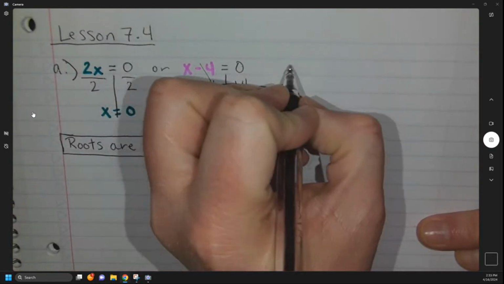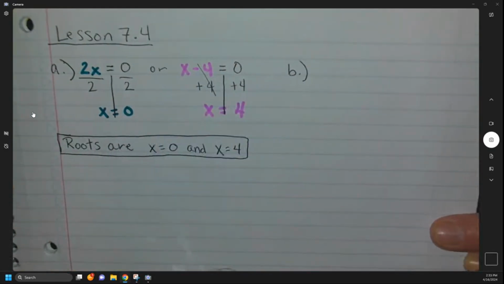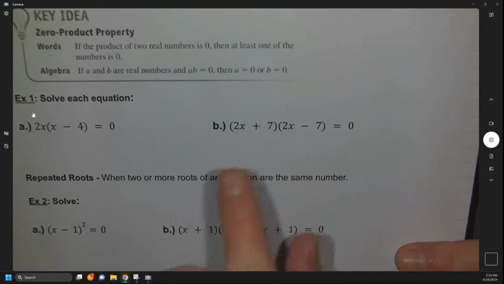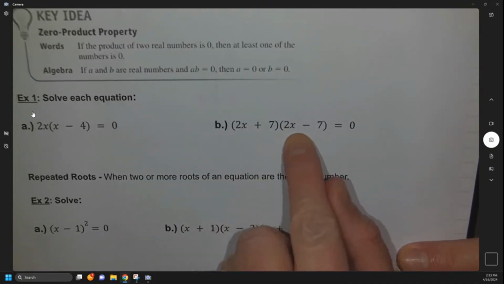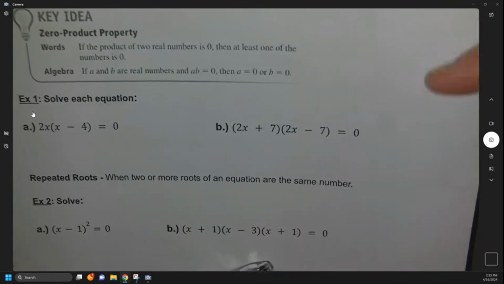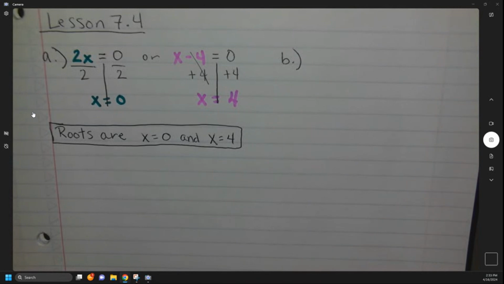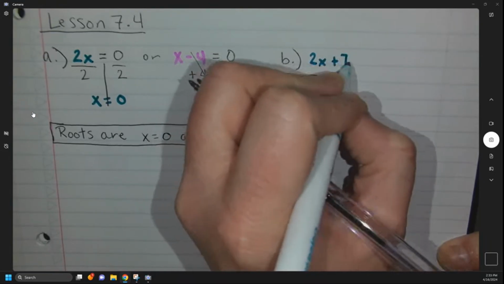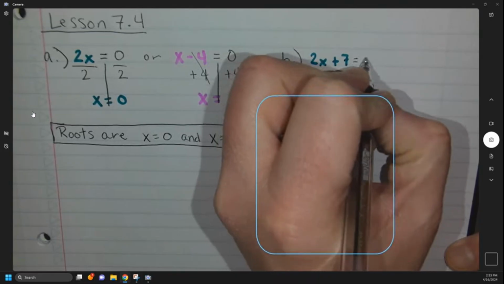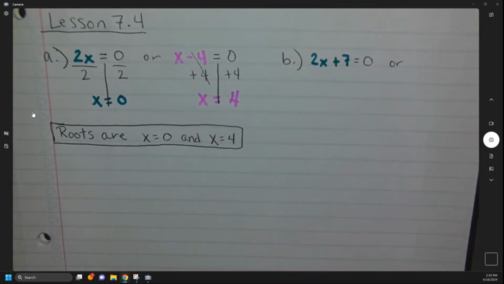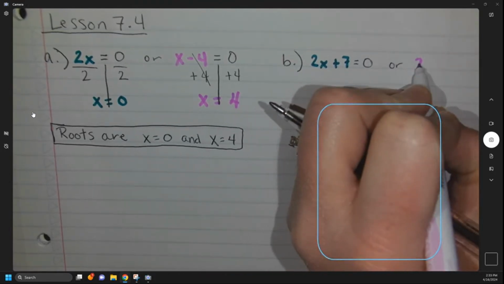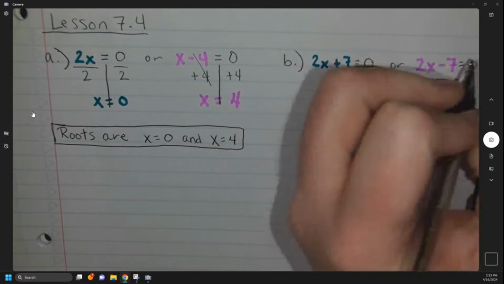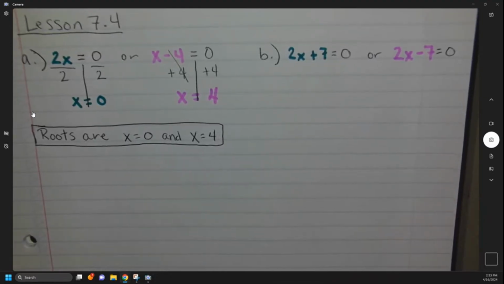For part B, again, it's in factored form. We've got 2x plus 7 and 2x minus 7 for our two factors. So we're going to do 2x plus 7 equals 0. Or the other factor was 2x minus 7 also equals 0.